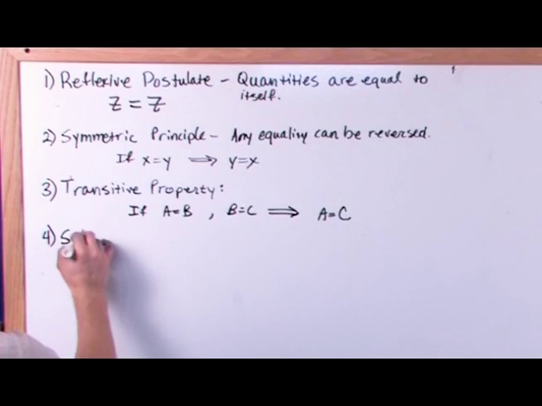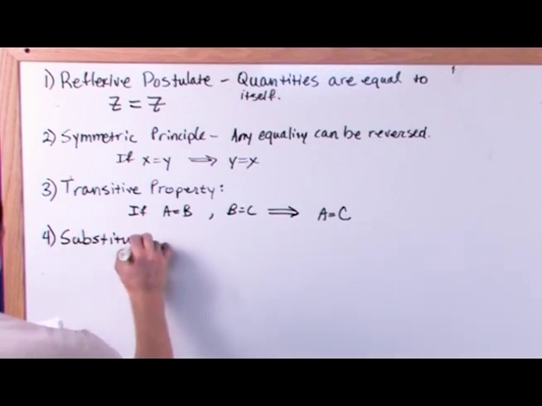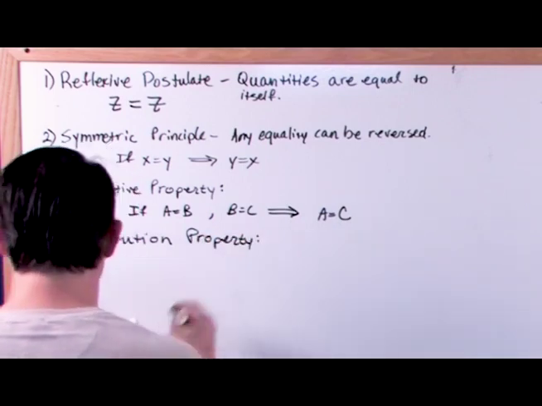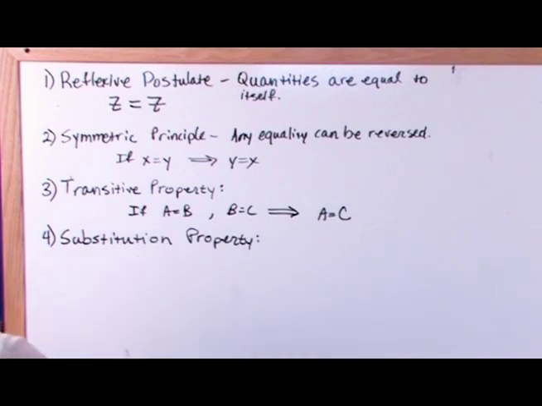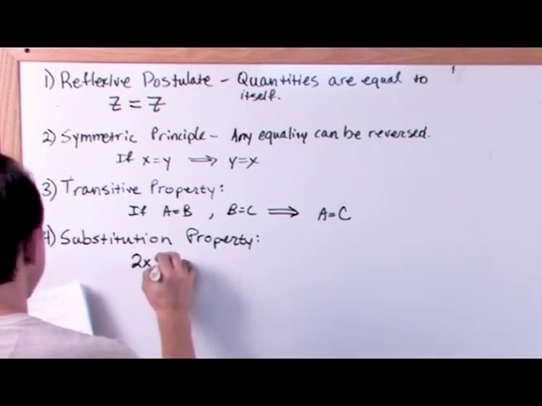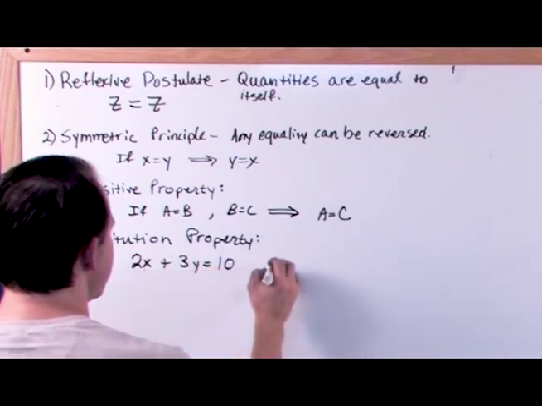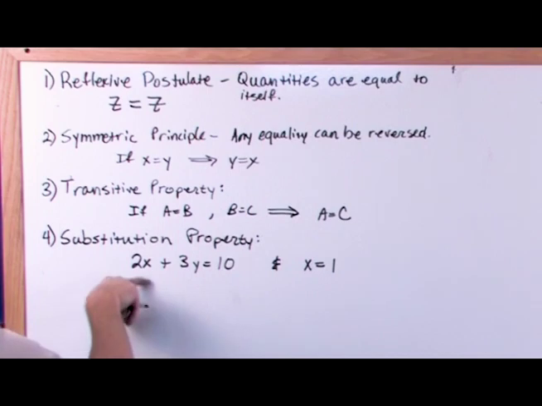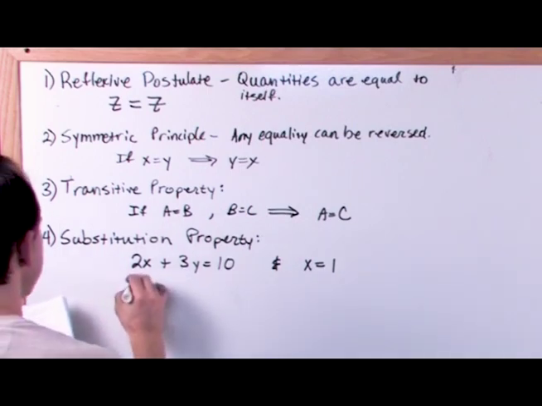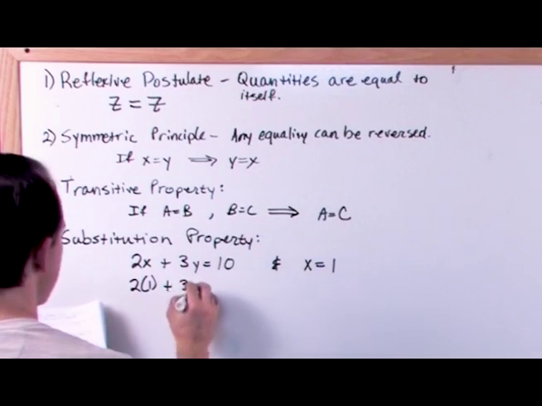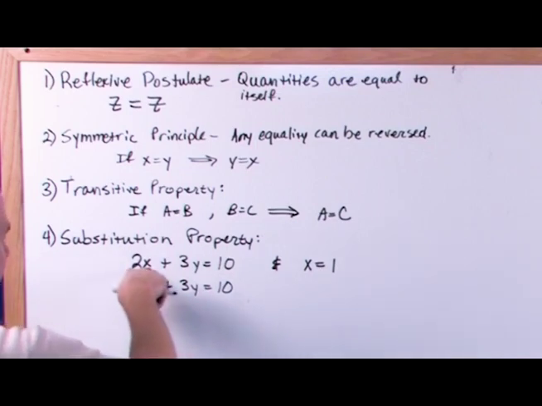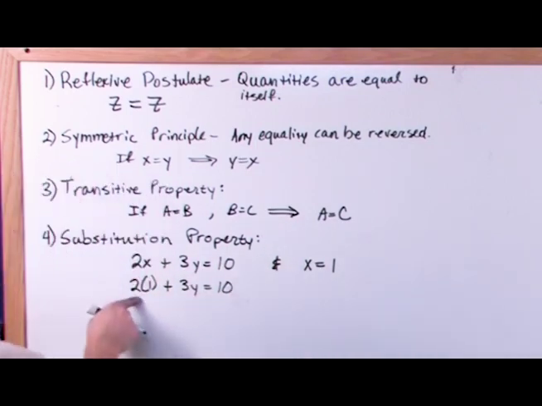Here's the substitution property. That one basically just says that you can substitute values into equations. So let's say you have in math 2x plus 3y is equal to 10, and you also know that x is equal to 1. The substitution property just says that you can take this x and substitute it for its value. So you could write 2 times 1 plus 3y is equal to 10. And this is very valid because here you're using a symbol to represent the term x, and you know what x is equal to, and you can substitute that in.